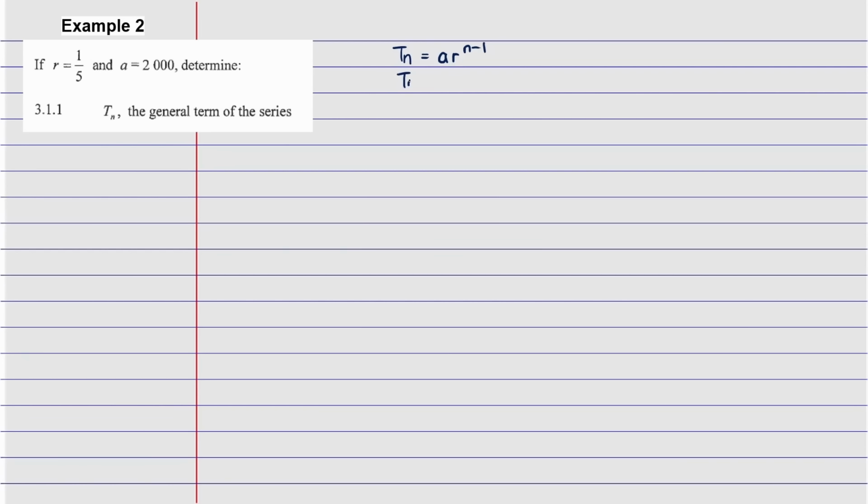So Tn here is going to be equal to what? A is 2000. So it's going to be 2000, then open bracket, 1 over 5 to the power n minus 1. And that's how you would find this question.